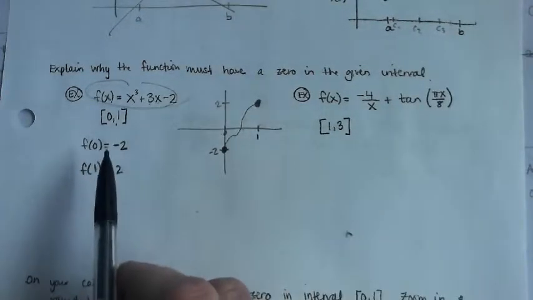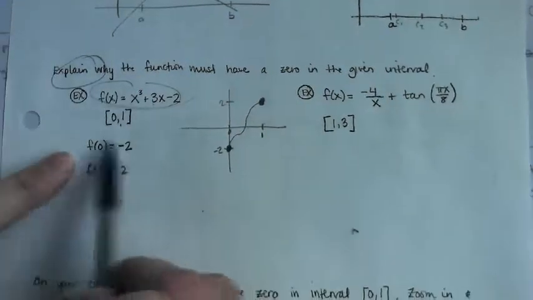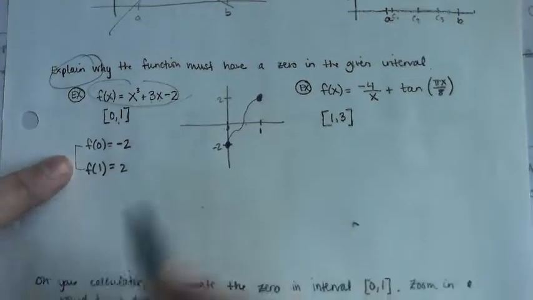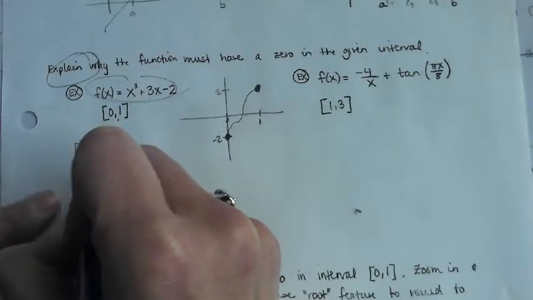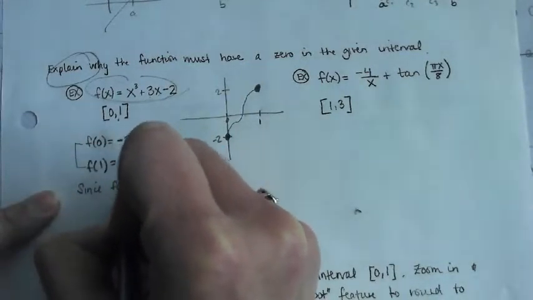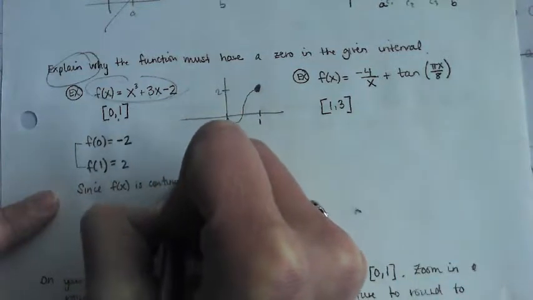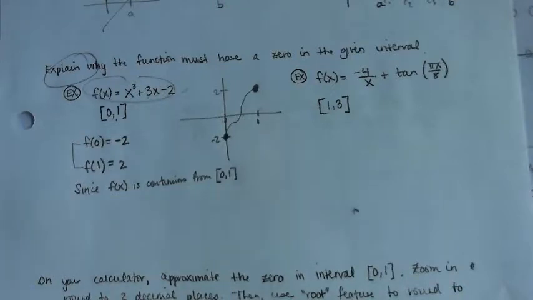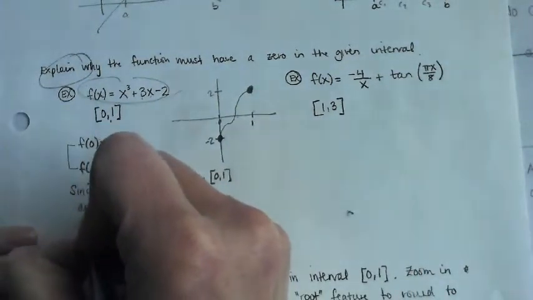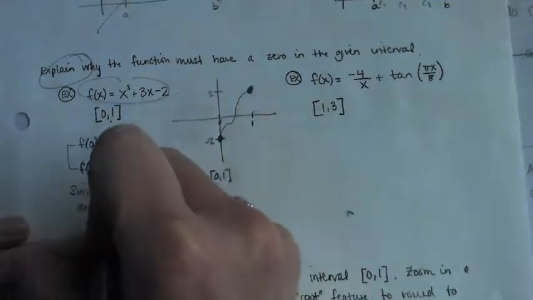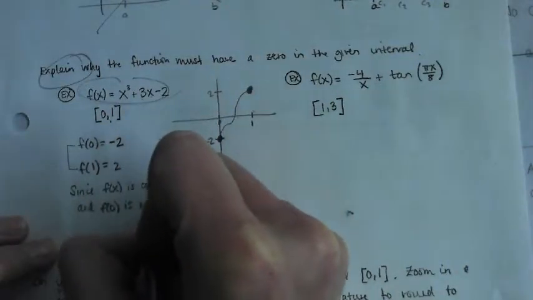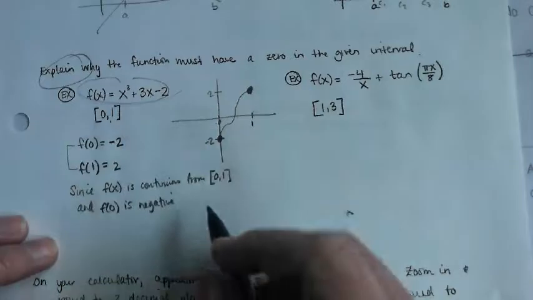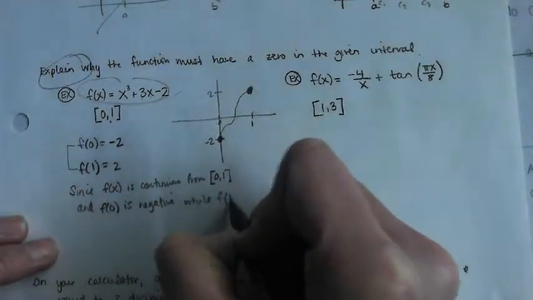Well, it's more of an explanation. Explain. So you show this, you show that you calculated this, you'd say two things. Since f of x is continuous from 0 to 1, that's this one stipulation that you have to make sure you're checking for. And f of 0 is negative, while f of 1 is positive.